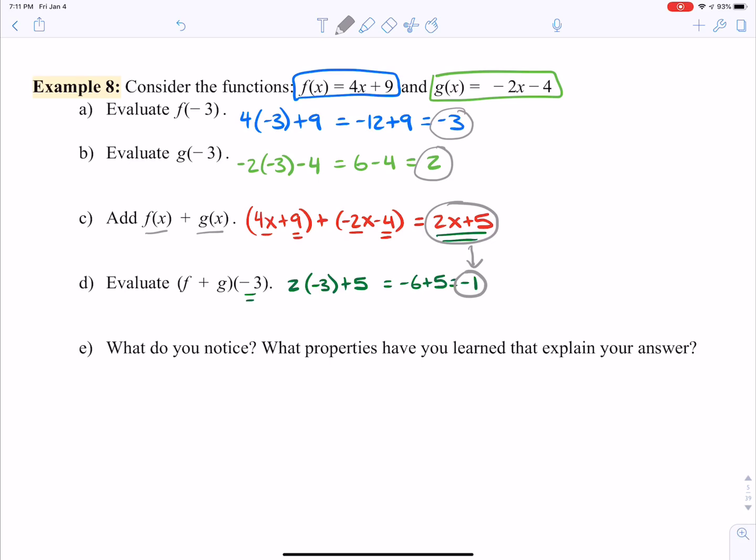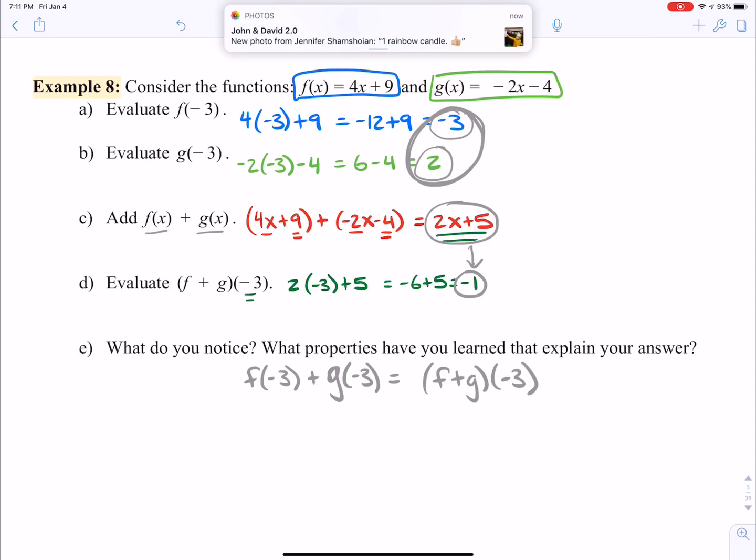Now, if you notice, that would give you the same thing if you combined these two answers from A and B. So what it's trying to get you to notice is that f of negative 3 plus g of negative 3 is equal to f plus g of negative 3. So whether you find them separately and then add them together, or you add them together and then plug in negative 3, it doesn't really matter.